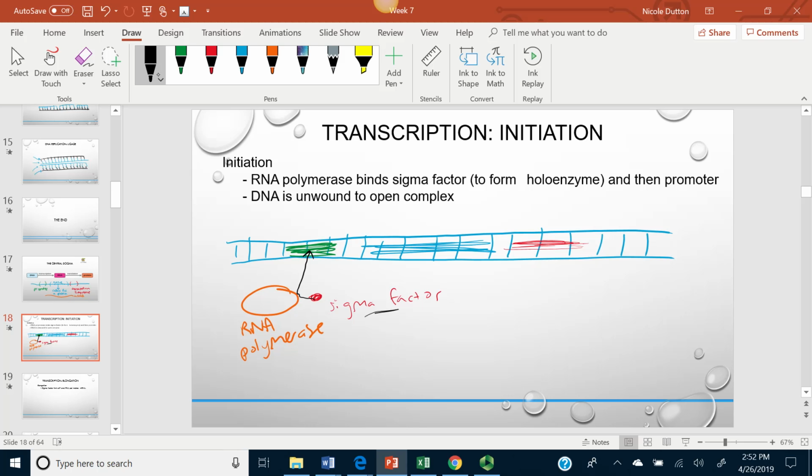As soon as RNA polymerase is by the promoter, it starts to unwind and open up the strands of DNA. So we just talked about DNA replication and how helicase opens up the strands of DNA. Well, when we're talking about transcription, RNA polymerase opens up the strands of DNA. This completes the process of initiation of transcription.